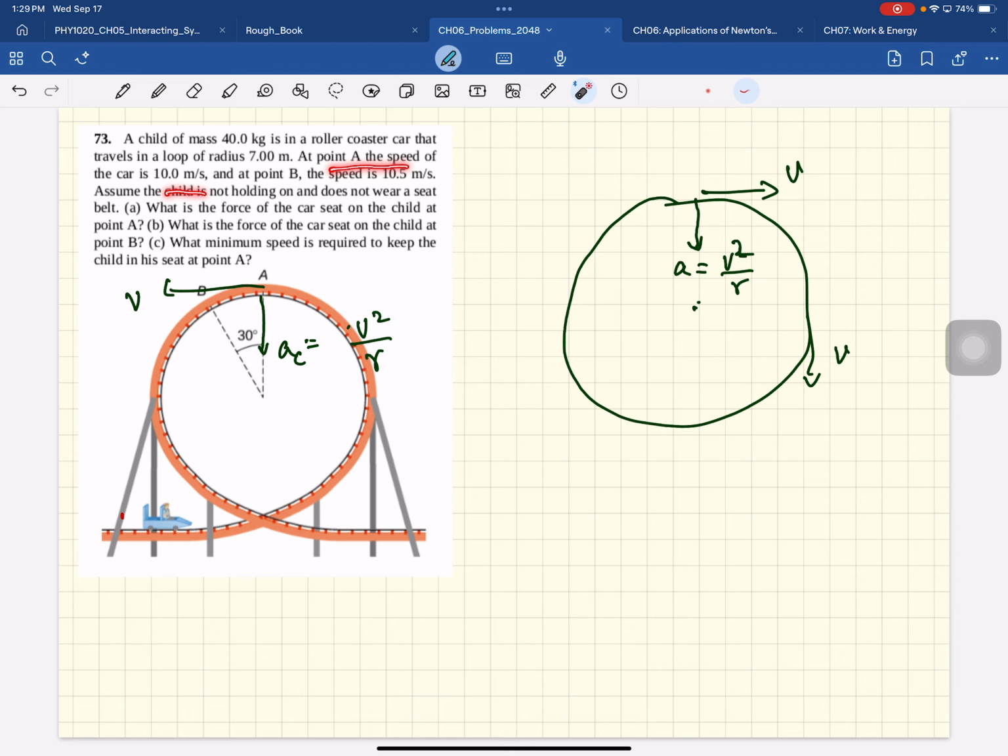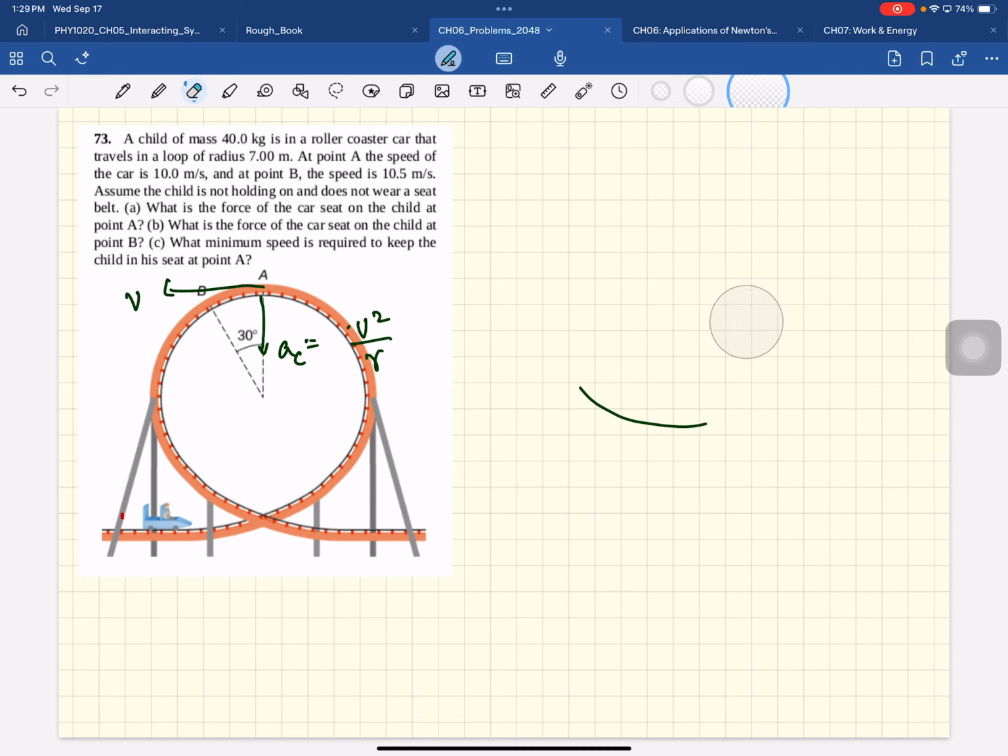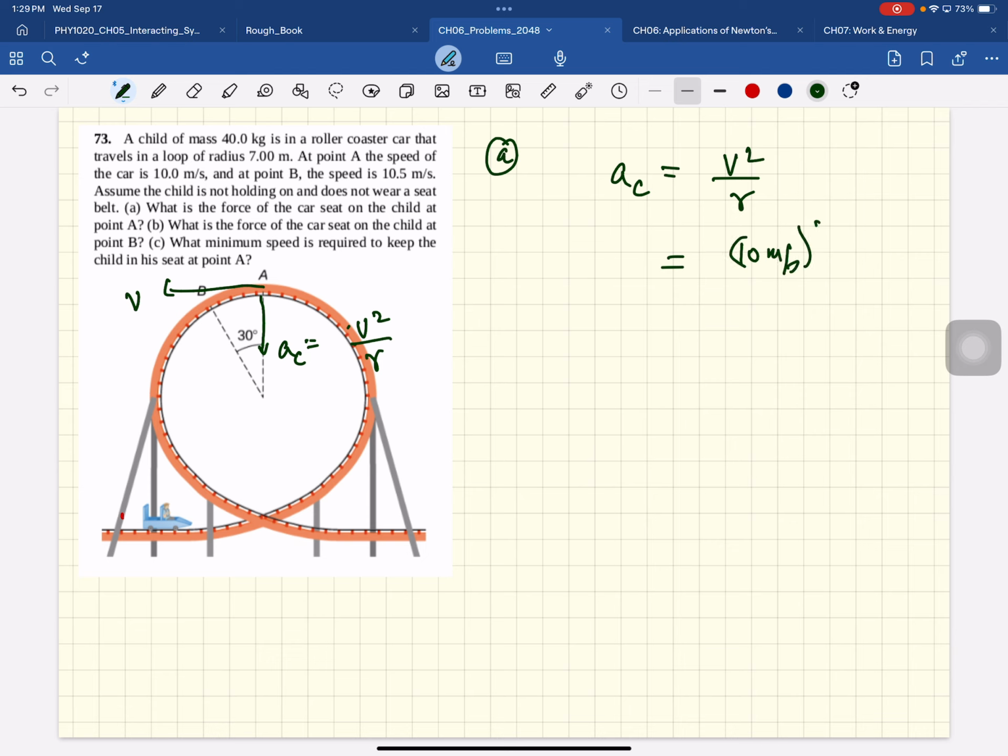At point A, the speed is 10 meters per second. We won't worry about point B. What is the force of the car seat on the child at point A? At point A, the centripetal force you need is v squared by r. And v is 10 meters per second, squared, and the radius of the loop is 7 meters.